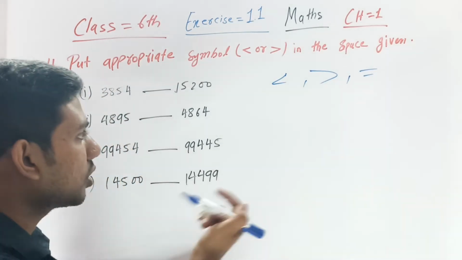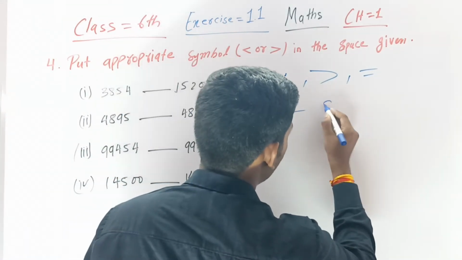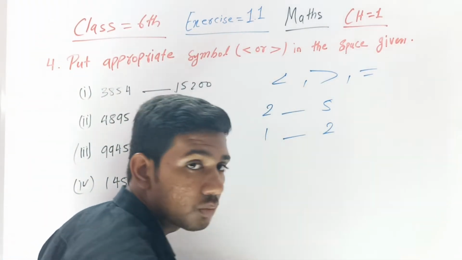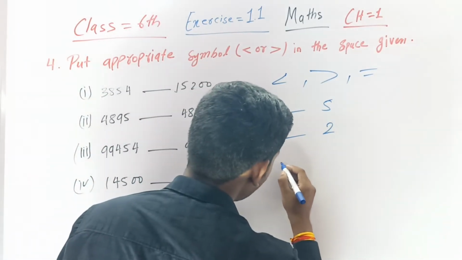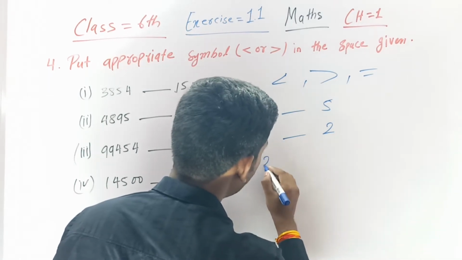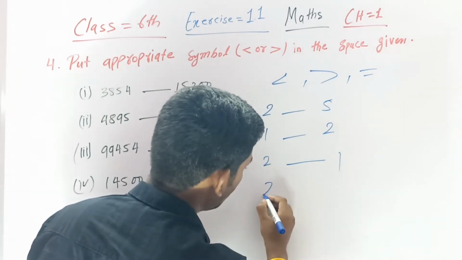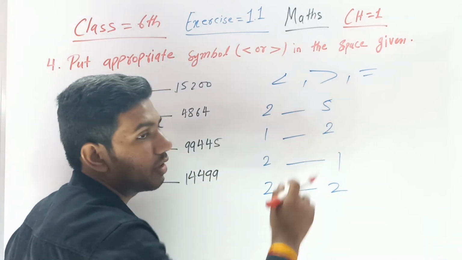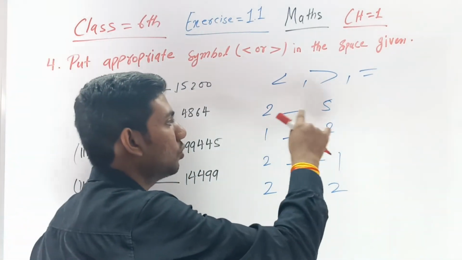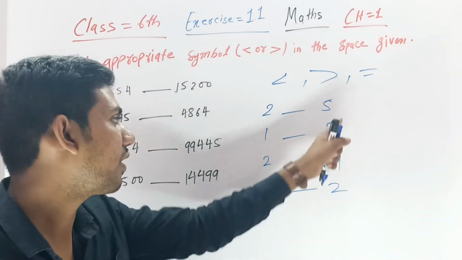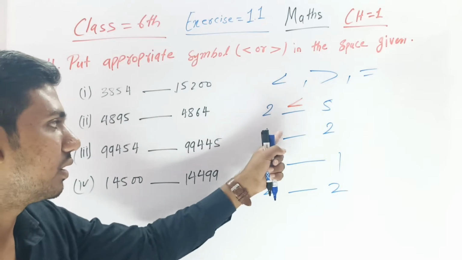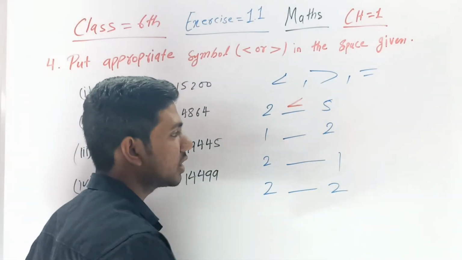Listen. Suppose this is 2 and this is 5. Let's do it here: this is 2 and this is 1, and this is 2 and this is 2. Which symbol do we have to use? Let's see, this is 2 and 5. Which is the greater number? 5. You have to put the symbol like that. Just simple. In this 1 and 2, which is greater? 2 is greater. Put that symbol here.